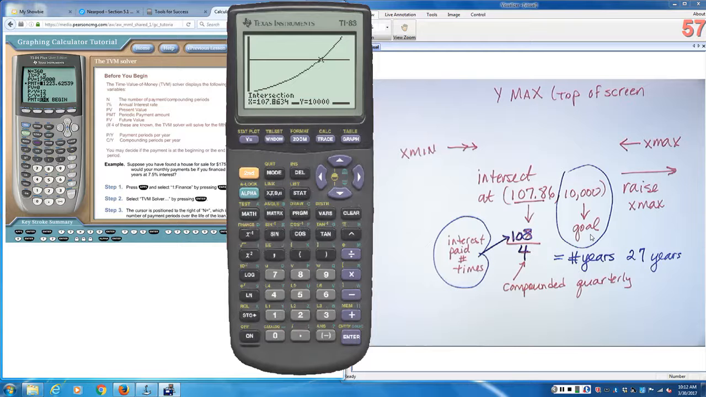You can also use the TVM solver to find the same exact thing. Your number of compoundings is 4 times per year for 6 years, so that's 24. And your interest rate was 5.25% per year. Your present value is how much you put in to start with.